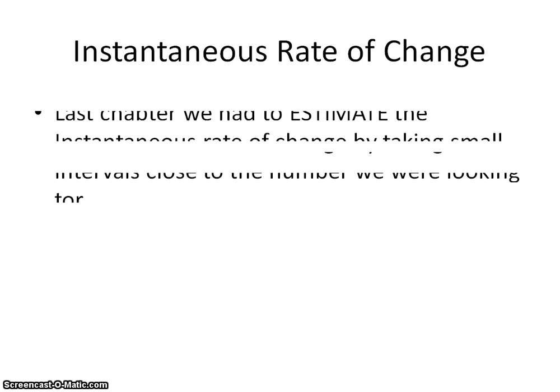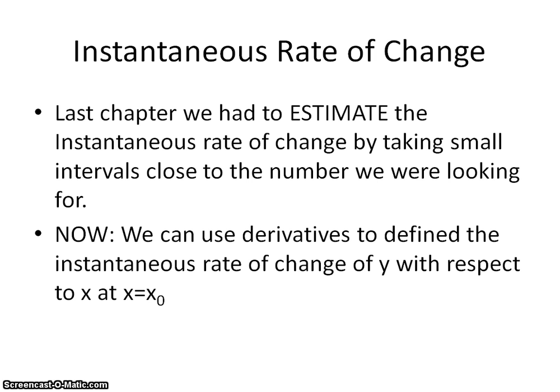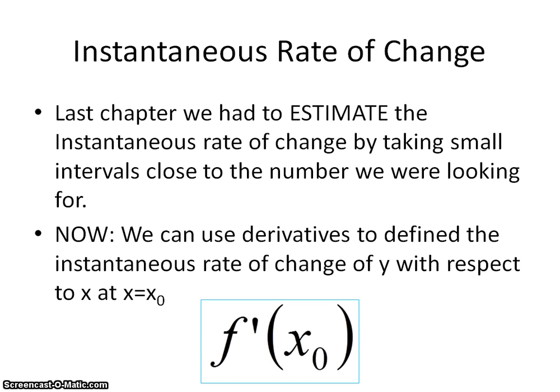Instantaneous rate of change. In the last chapter we had to estimate the instantaneous rate of change. If you remember, we would try to find it at a point, and we would have to pick points that were close to it. Like if we were trying to evaluate it at 2, we would pick 2 and 2.001 and find the slope of the line that way, and that would be a good estimate. But now we have this handy dandy tool called the derivative, so we can use the derivative at that point to evaluate the instantaneous rate of change.